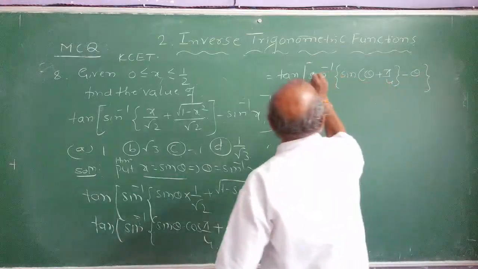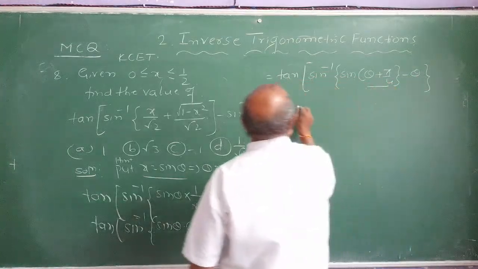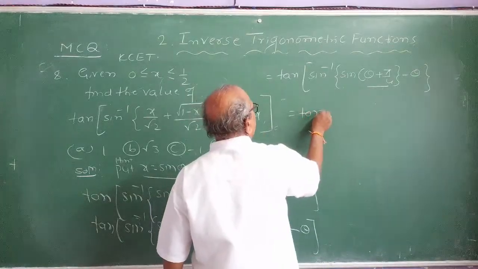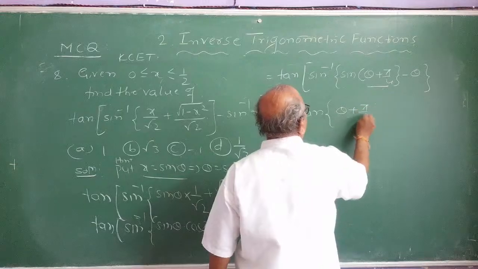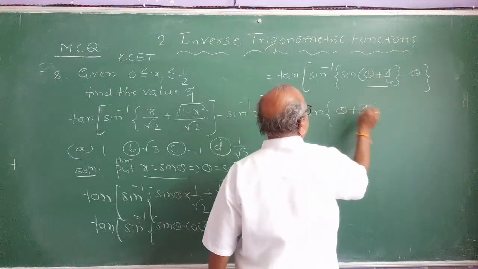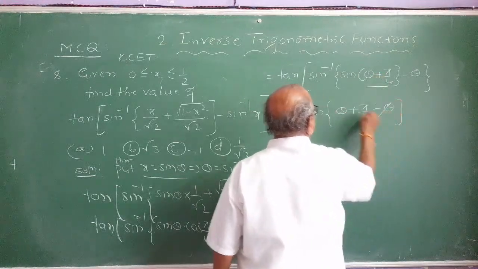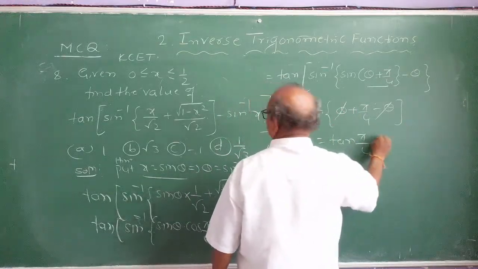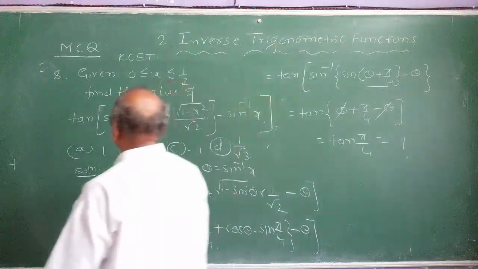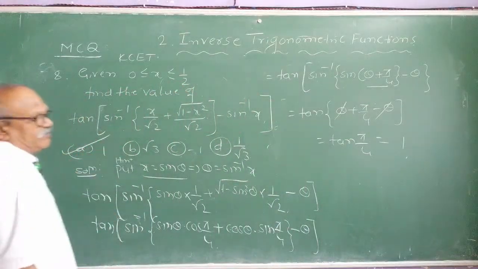Look at here. What is sin inverse of sin theta? Sin inverse of sin theta. Look at the earlier identity. It is theta plus pi by 4. Sin inverse of sin theta is theta, minus theta. Minus theta plus theta cancels. You are left with tan pi by 4. Tan pi by 4 value is 1. Therefore, our correct answer is A.